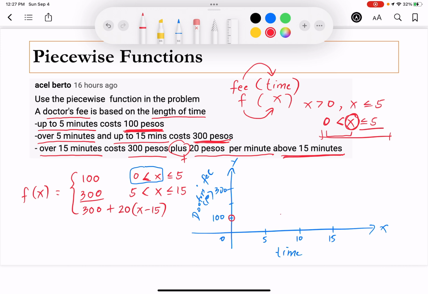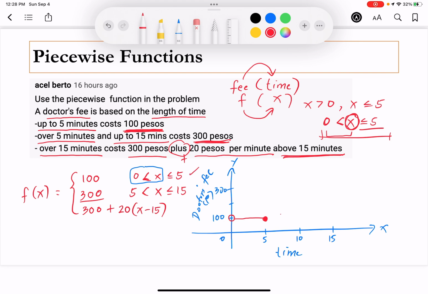Pero pagka may equal sign yan, let's say x is greater or equal, gagamit ka ng solid dot. Okay? Ibig sabihin, kasama yung 0 sa ating domain restrictions. But then again, in our function, hindi siya kasama. So, hindi mo kailangan gawing solid yan. So, dapat naka-open lang siya whole. So, it's 100 hanggang 5 minutes, hindi ba? So, 5 minutes is still 100 pesos. Sige, connect natin yung dalawang points. There. Yan yung graph ng ating first condition.